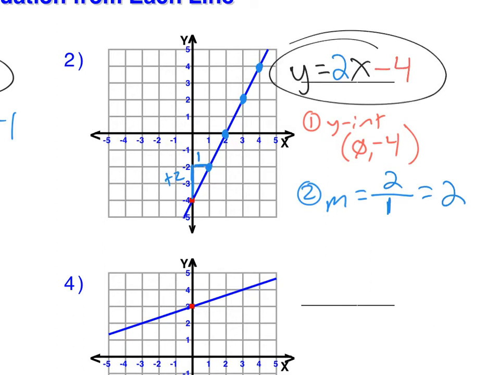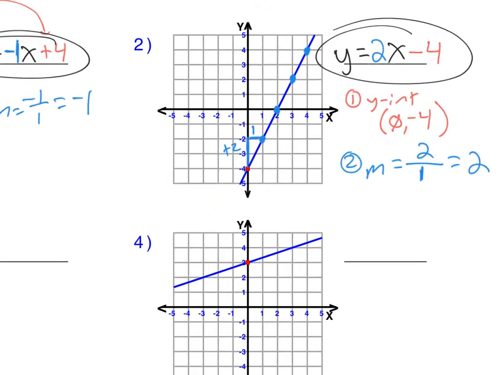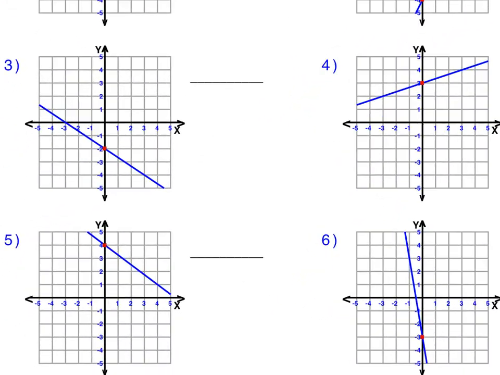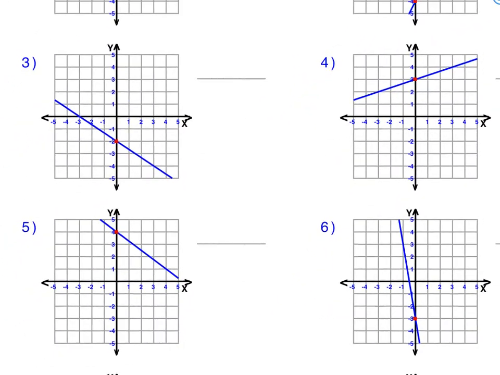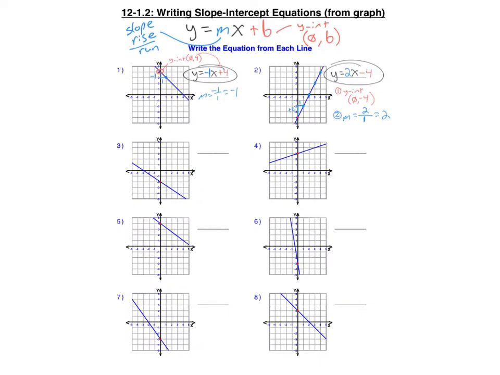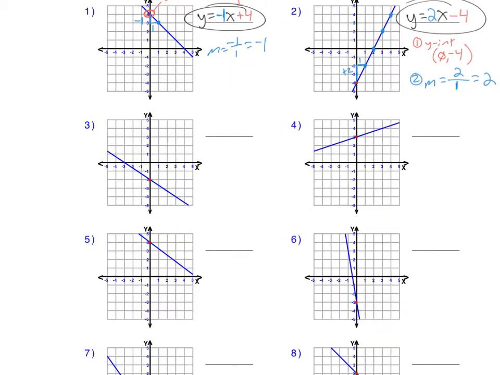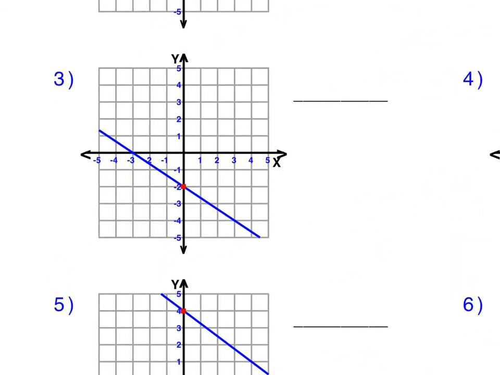I want you guys to go ahead and try the next two on your own, number 3 and 4. Remember, add some points going through the corner of a square to help you find the slope. Again, remember, you want to start by finding the y-intercepts. I'm going to put a little number 1 next to that y-intercept. Start with the y-intercepts and then find your slope. Once you have those two things, you can make your equation. So we go to number 3. Let's find what first?